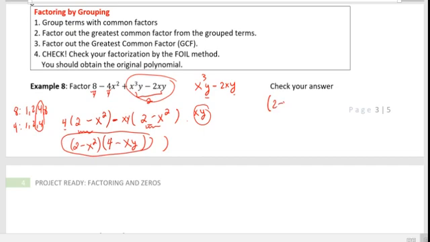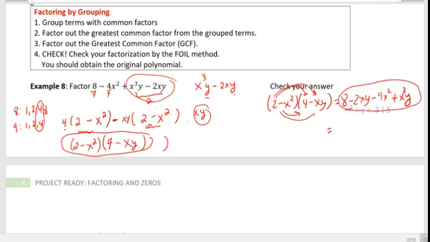And then to check your answer, we can just multiply the two factors. So 2 times 4 is 8. 2 times negative xy is negative 2xy. Negative x squared times 4 is negative 4x squared. Negative times negative is a positive x cubed y. And so if you notice, this is what we started with.